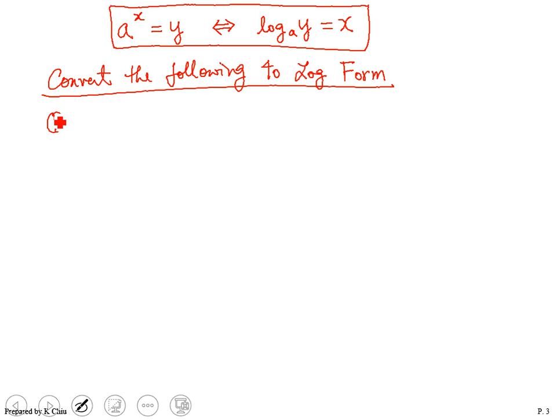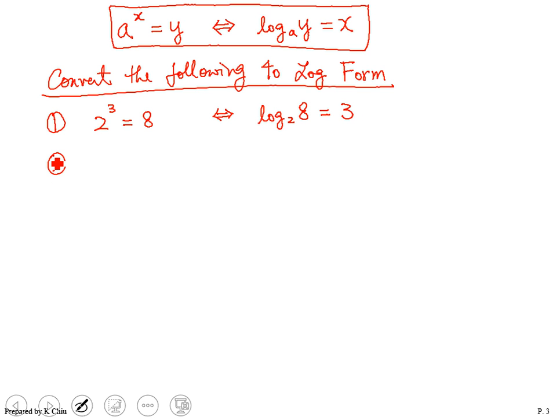Number one, we have 2 cubed is equal to 8. So I'm going to turn that into the log form. It would be log of the result. What is the result? 8. With the base, what is the base? 2. So you have to write the 2 a little bit smaller, which is equal to 3, the exponent.